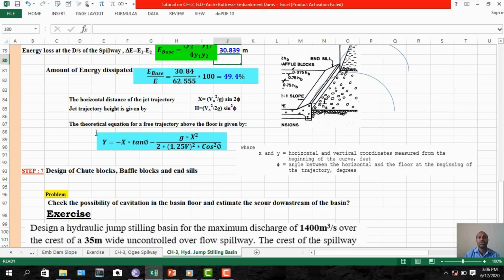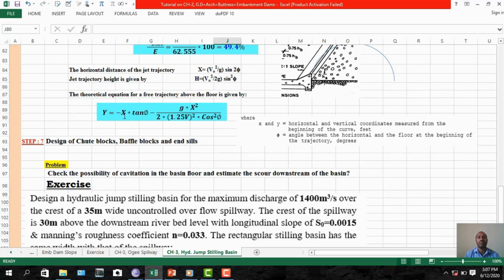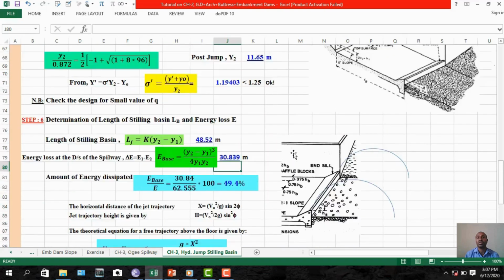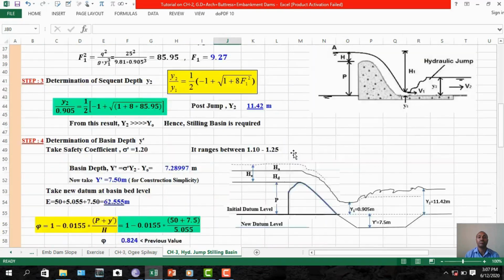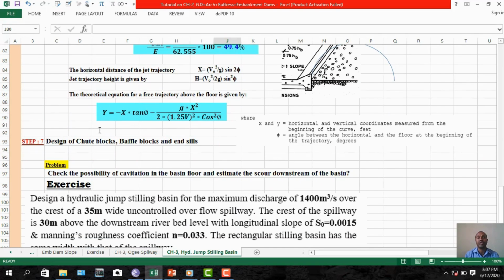So the theoretical equation for free trajectory motion at any distance x, you can calculate using this equation. This equation is above the floor of the spillway, minus x tan phi, etc. You can use this expression. So x and y are the horizontal and vertical coordinates measured from the beginning of the curve, in feet, and phi is the angle between the horizontal and the floor at the beginning of the trajectory, at this point. Clear? So you can just have the equation of trajectory motion.